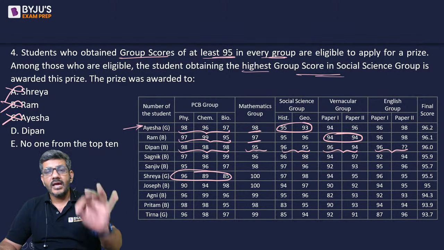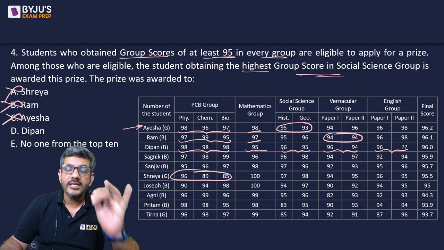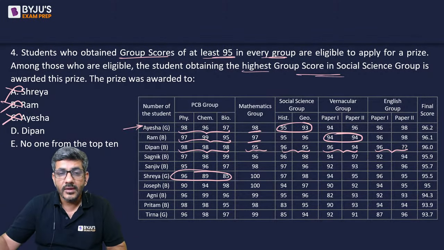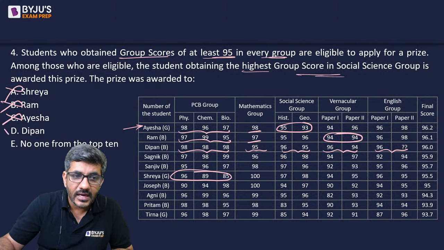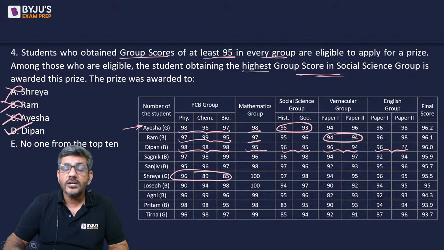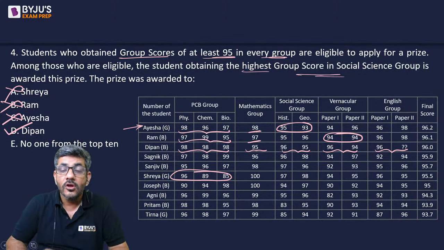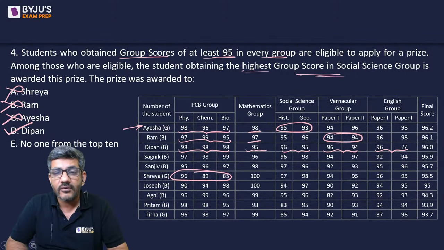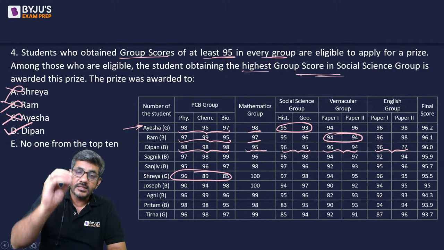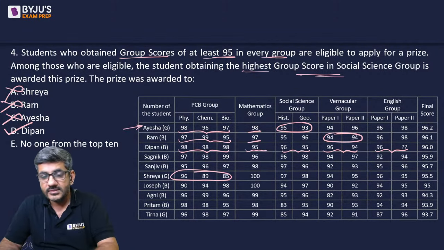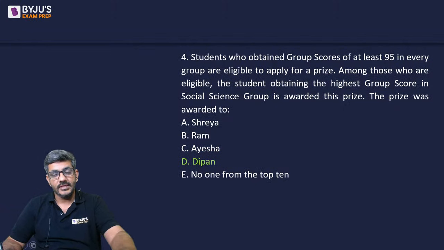So Deepan has got a score of at least 95 in every group, and therefore Deepan should be the answer for me. I cannot say no one from the top 10, because I see at least one guy, Deepan, who has got at least 95 of group score. So therefore Deepan is the correct answer for us. Right answer is option D.